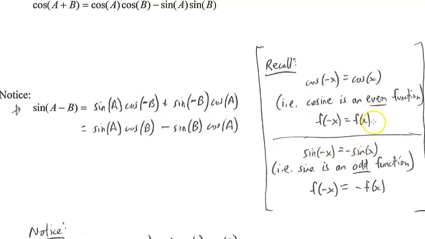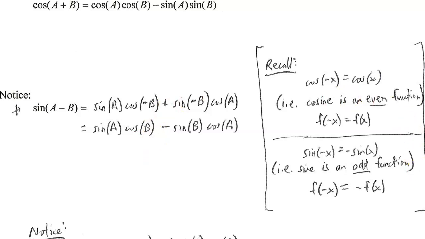Now sine is what's called an odd function. Sine of negative x is equal to negative sine of x. A function f is odd if f of negative x equals negative f of x. For example, x cubed is an odd function. It has this property, and odd functions are symmetric with respect to the origin. So the point is, sine of negative b is negative sine of b, and we can rewrite this like this.